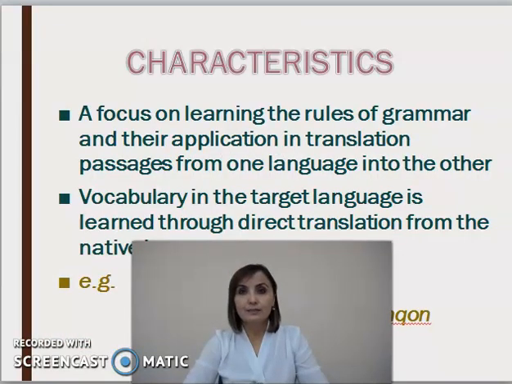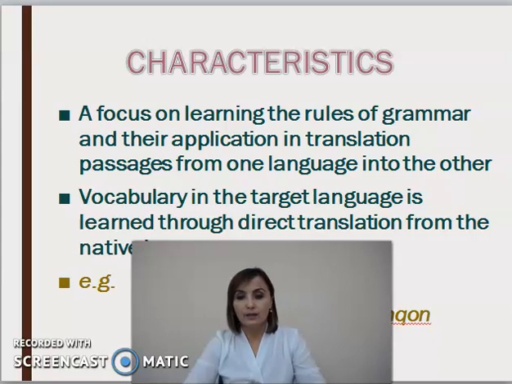So the characteristics of the grammar translation method. A focus on learning the rules of grammar and their application in translation passages from one language into the other. Vocabulary in the target language is learned through direct translation from the native language. For example, the house, la casa in Latin and uy in Uzbek.